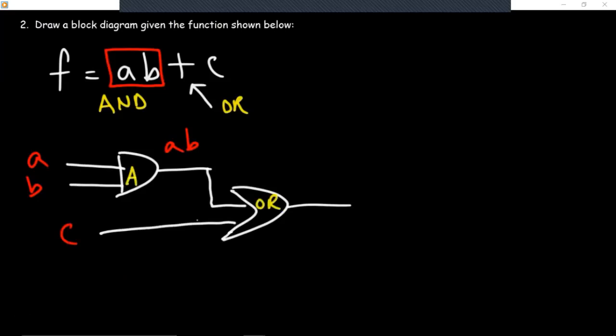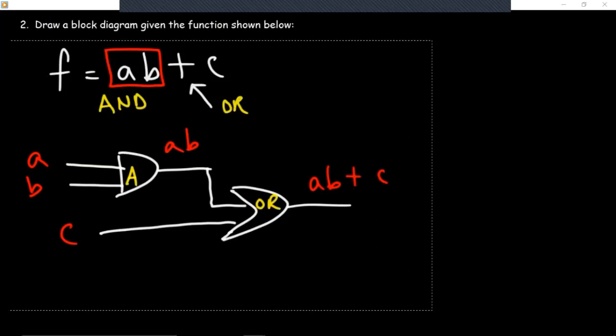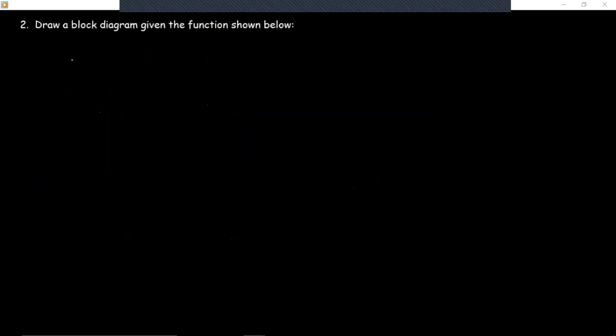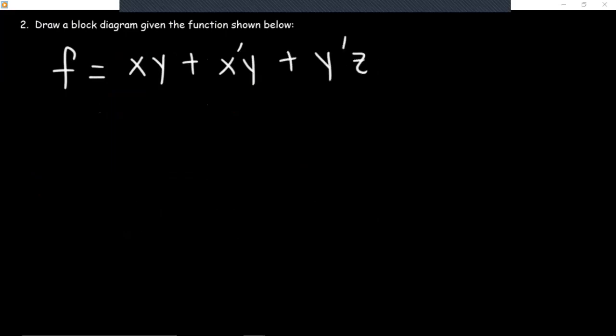So the OR gate will take the sum of these two inputs, and so we'll get the output AB plus C. And so that's it for that example. Here's another function. Let's say we have f is equal to xy plus x prime y plus y prime z. So go ahead and draw a block diagram for that given function.